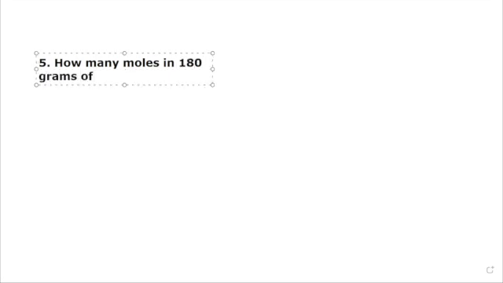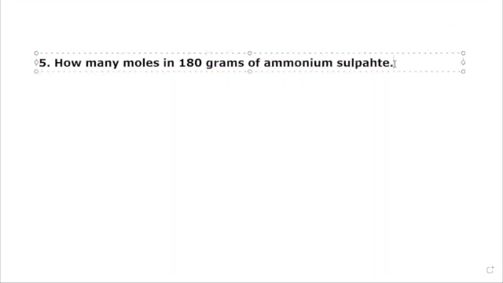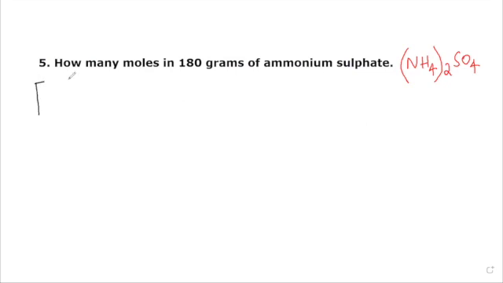Okay, going to get even a little bit more complicated. So this time, how many moles in 180 grams of ammonium sulfate. You are not expected to know the formula for ammonium sulfate, so I'm going to give that to you here. Okay, it has brackets in it, which is why I've chosen it actually. So ammonium sulfate is NH4 twice SO4.